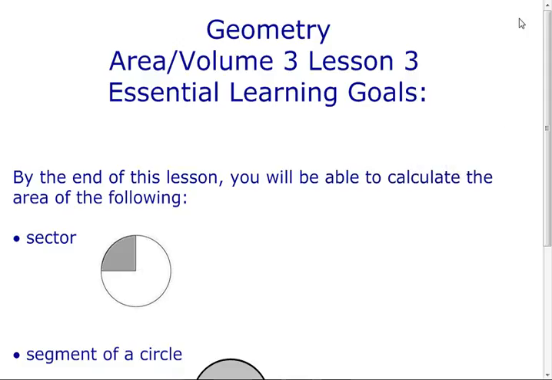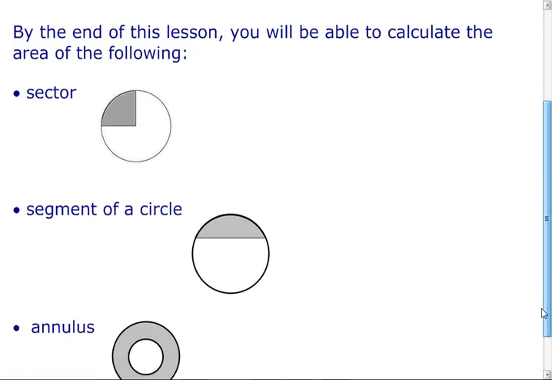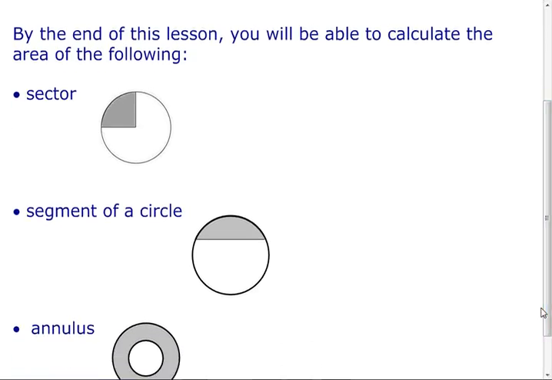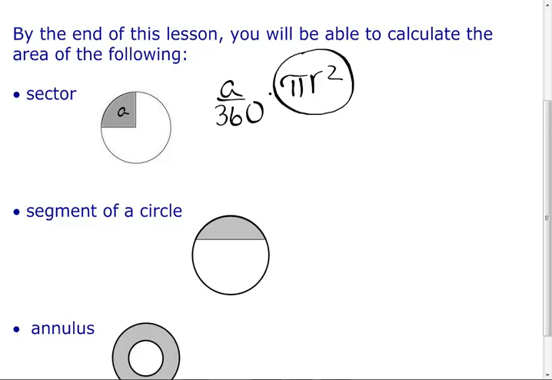Okay, this is what lesson 3 is about. How do you find the area of a sector? It's A over 360, where A is the angle, times pi r squared. So to do a sector, we take the area of the circle and we take the fractional part.